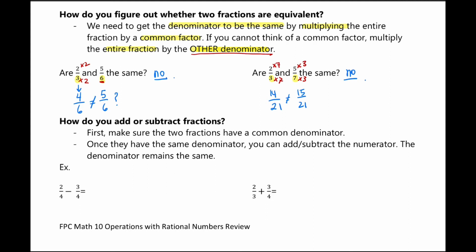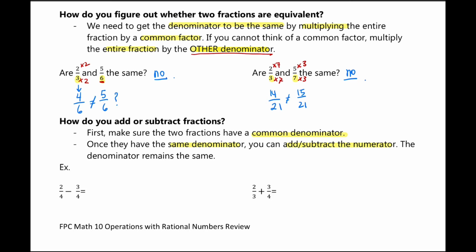Lastly, how do we add or subtract fractions? First, make sure the two fractions have a common denominator. Once they have the same denominator, you can add or subtract the numerators, only if they have one already. If not, you have to rewrite it in terms of the common denominator. So let's take a look at an example.